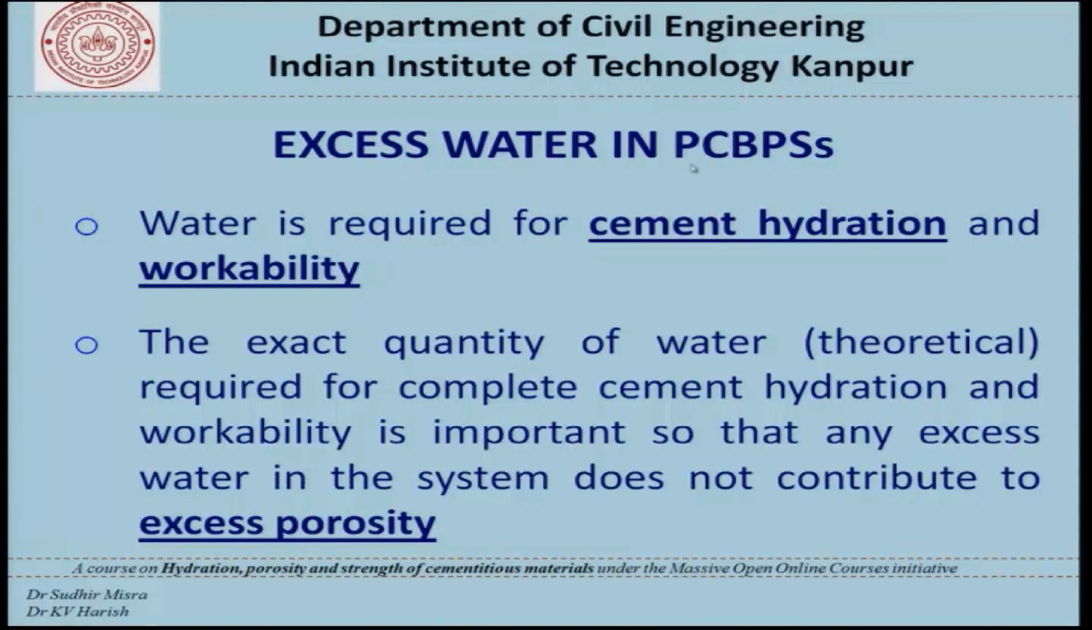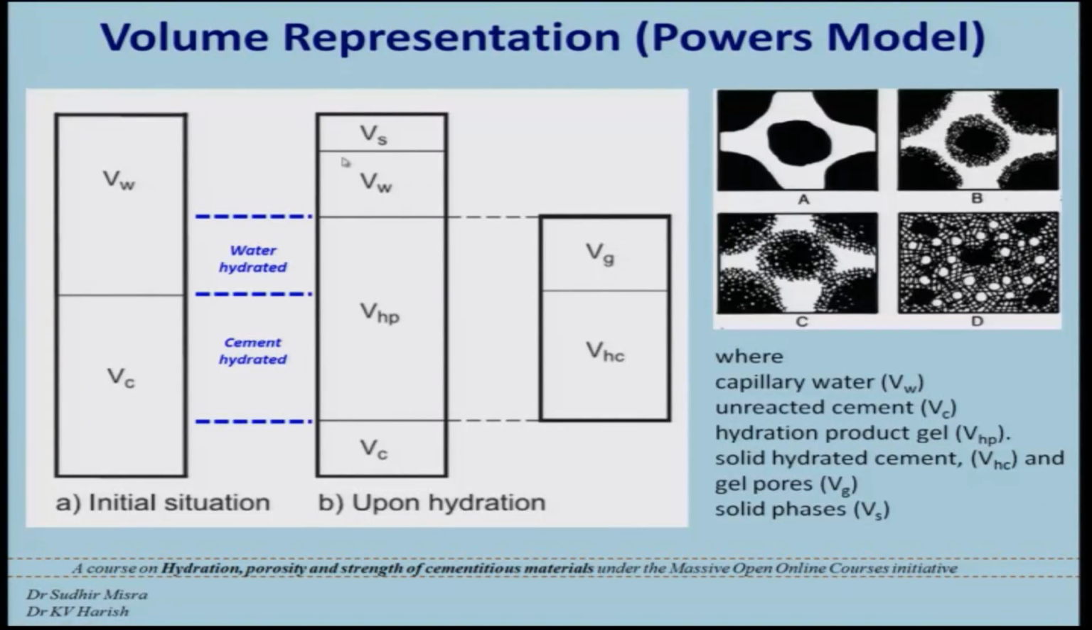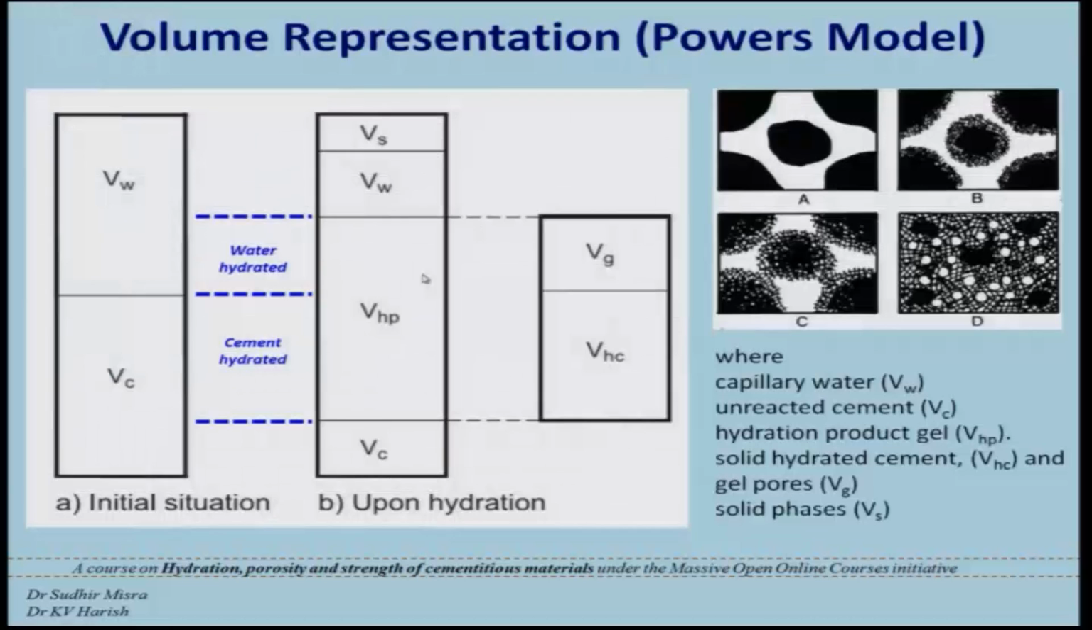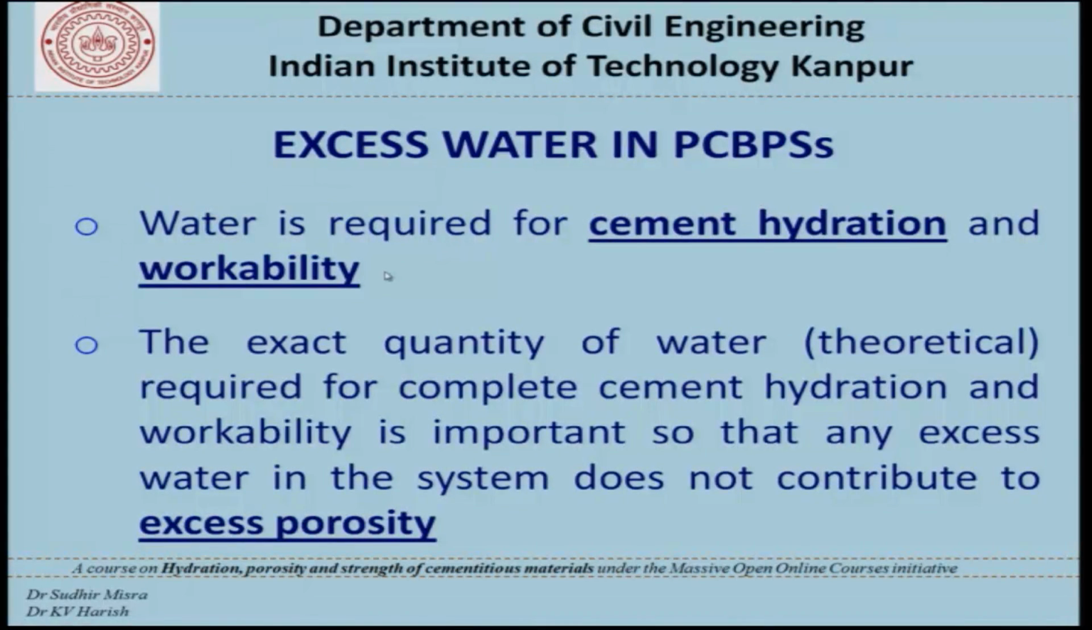Now, excess water in Portland cement based paste system. What is the excess water that is available? This is largely the water which is not utilized in the hydration process. Water is required for cement hydration and workability. If you go back to the previous slide, the water that you have used here is the hydrated water. In addition to that, you have used this water primarily for workability at the early stage. So, water is required for cement hydration and workability.